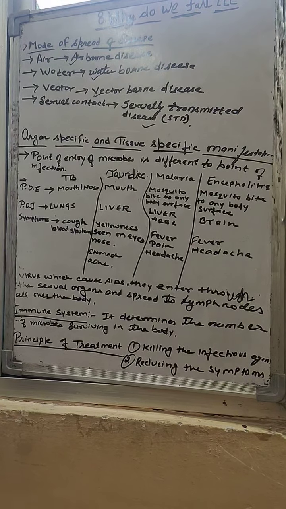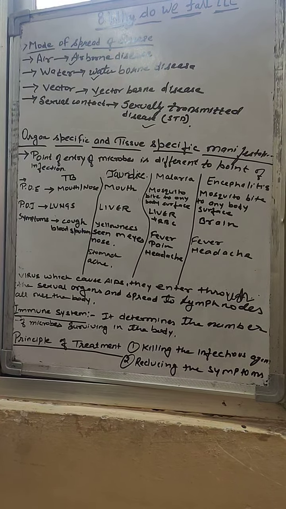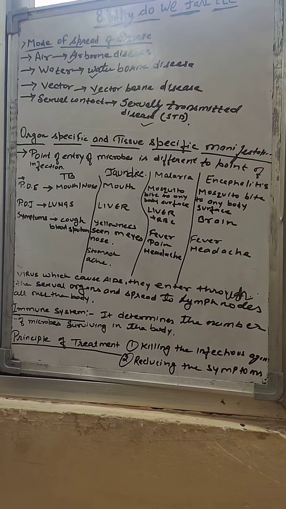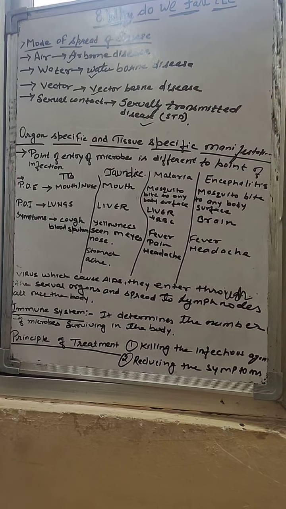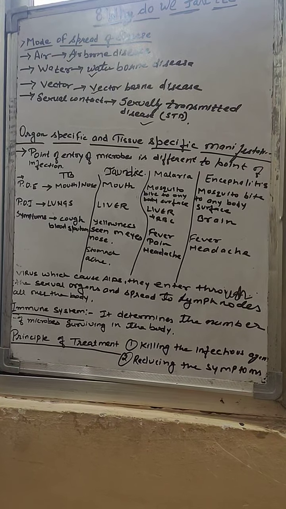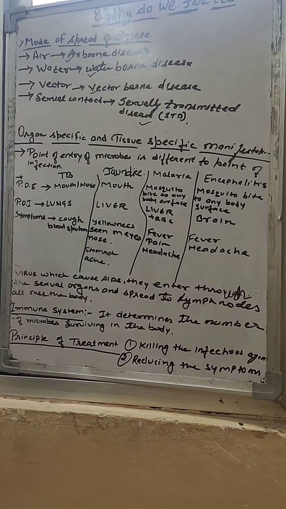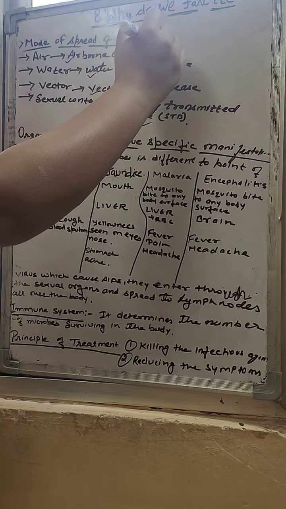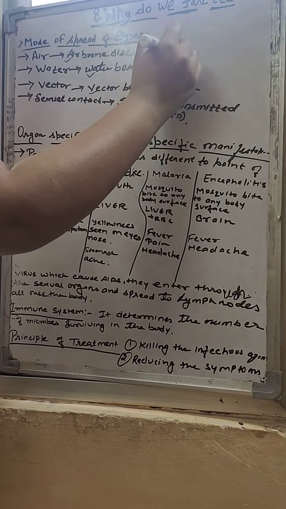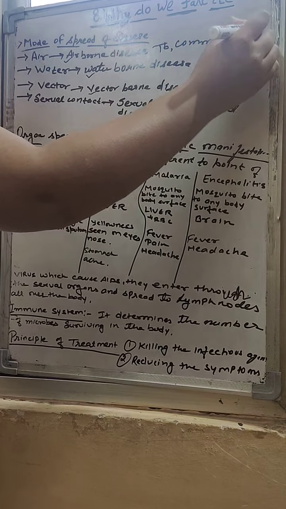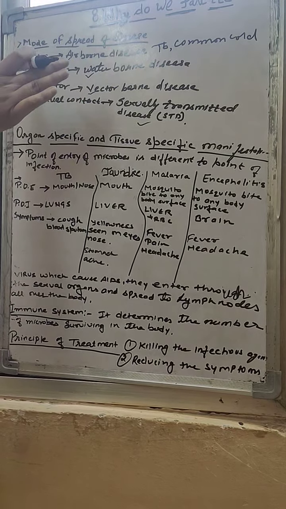Now when that person inhales those droplets via air, these infectious agents or microbes go inside the lungs and cause the disease. So the various diseases caused by airborne transmission are tuberculosis and the common cold.